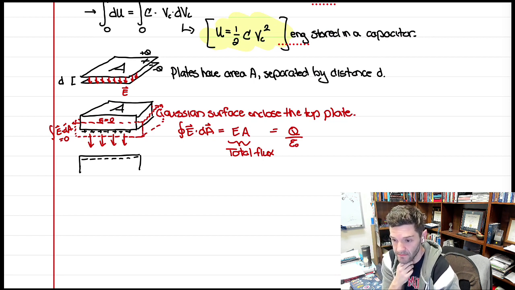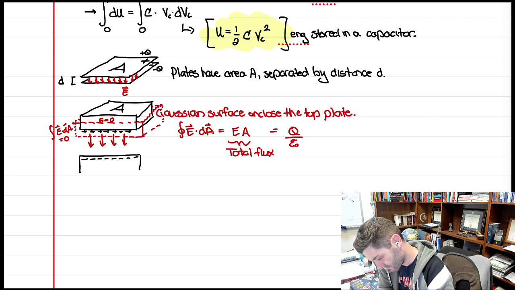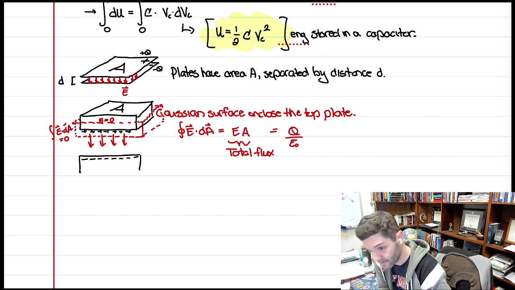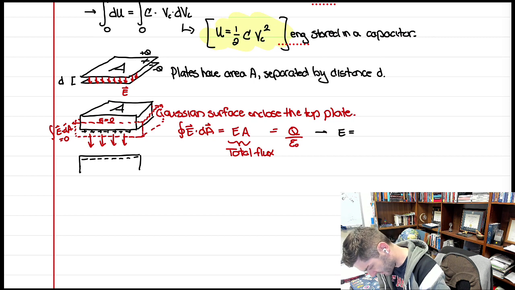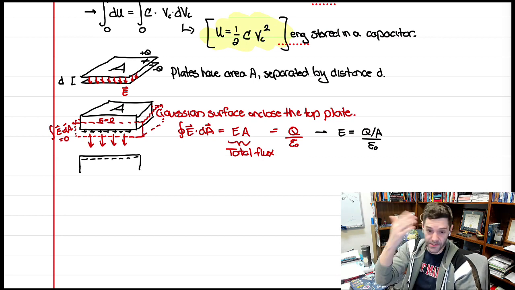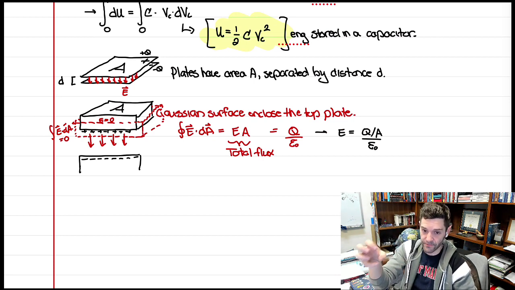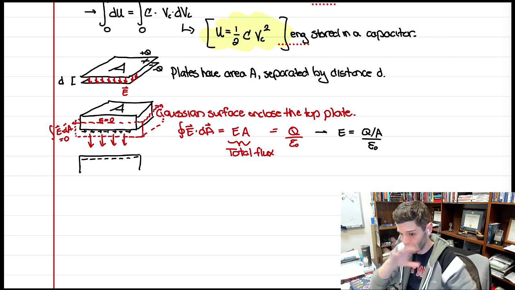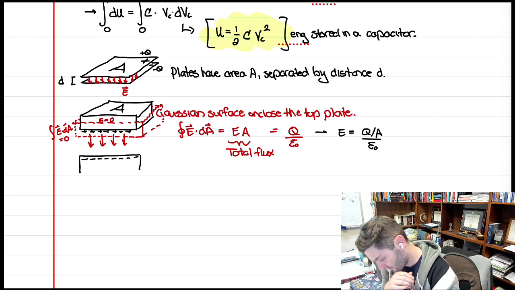Okay, not bad. So let's set that aside. Particularly, we can say that the electric field in this case is going to be Q over A divided by epsilon naught. And notice Q over A, charge over area, that's the charge density. I'm going to leave it as Q for right now.